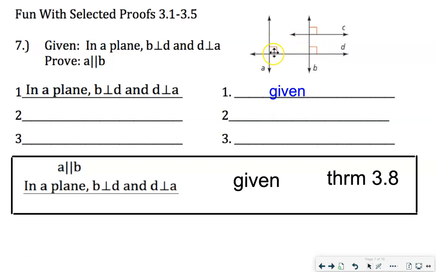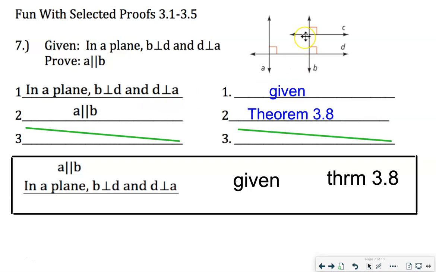I could do something with converse of corresponding angles. And then this one's actually only one more step, so I crossed off step 3. This is true because of that same theorem we were just talking about. So since these two lines are both perpendicular to D, they have to be parallel by the perpendicular transversal.